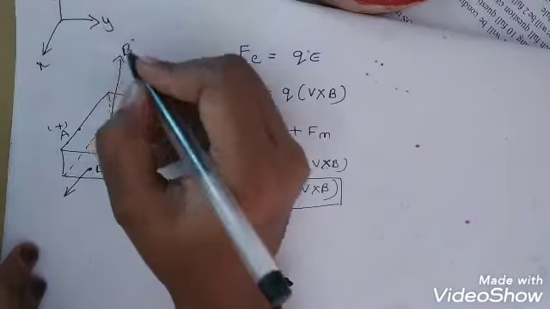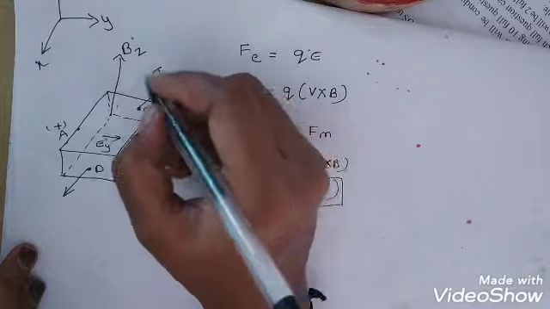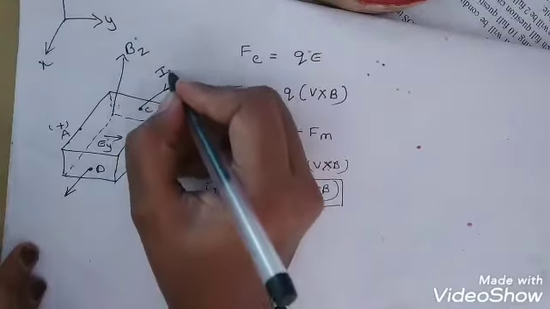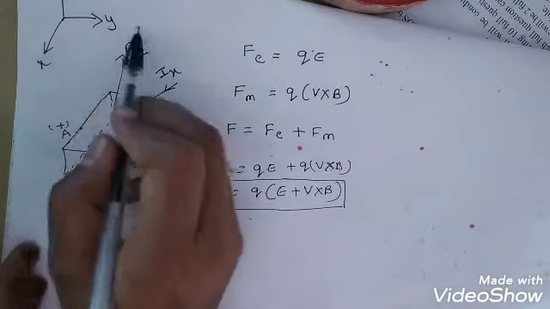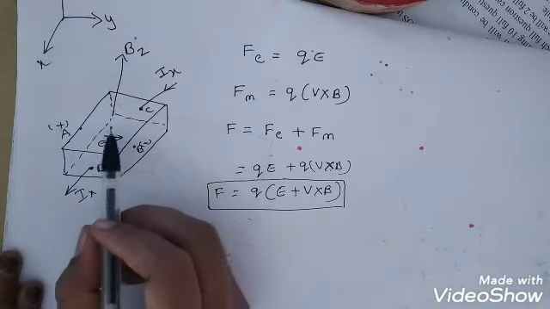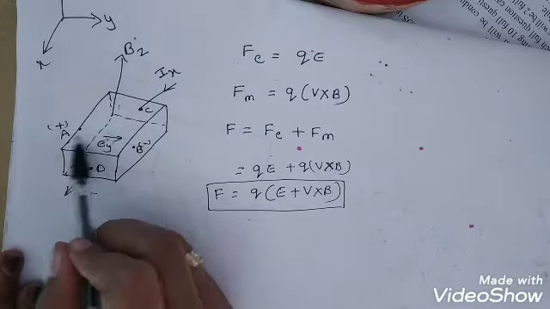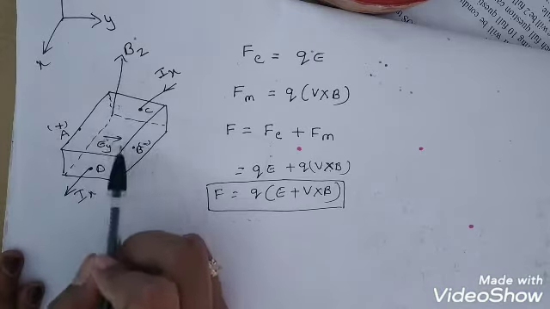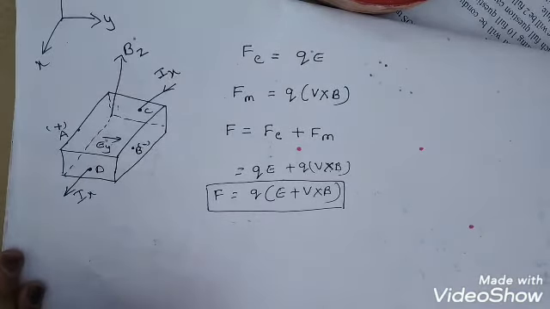That's why we can represent B as Bz, and this is the current entering the semiconductor. As we are considering the current direction in the X direction, I can represent it as Ix leaving the semiconductor, and the electric field produced will be in the Y direction. On what basis do we say this? The voltage difference produced here is along the Y direction, by using Fleming's left hand rule.